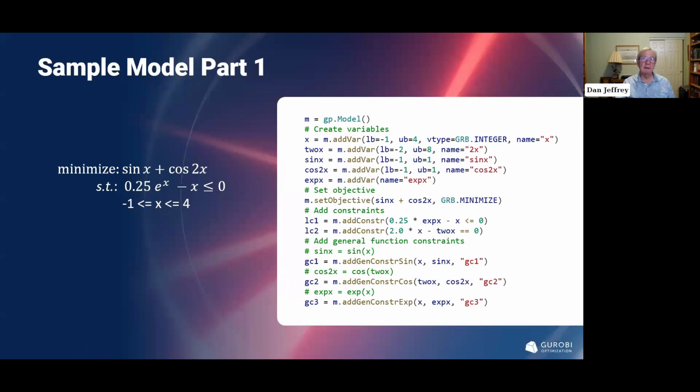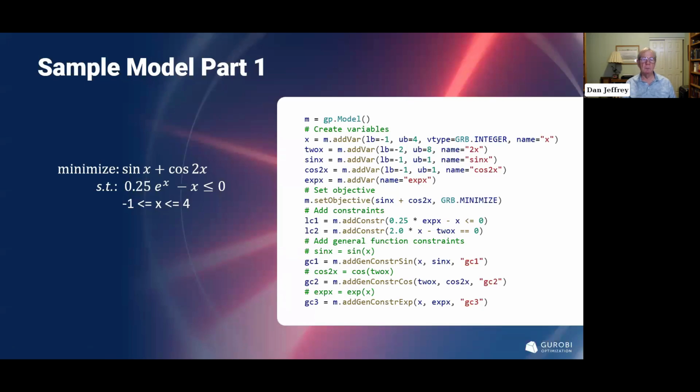And then we're calling that general constraint 1. Then we do the same for the cosine 2x variable, passing the general constraint cosine, the variable 2x, and saying the cosine value of it should be in this variable cosine 2x, and so on. So we're breaking down the problem as I described in the previous slide.